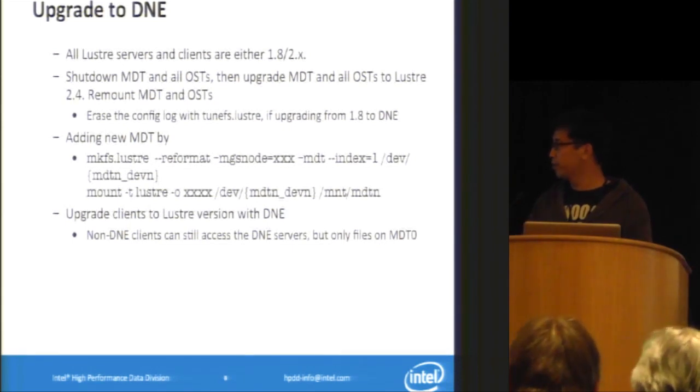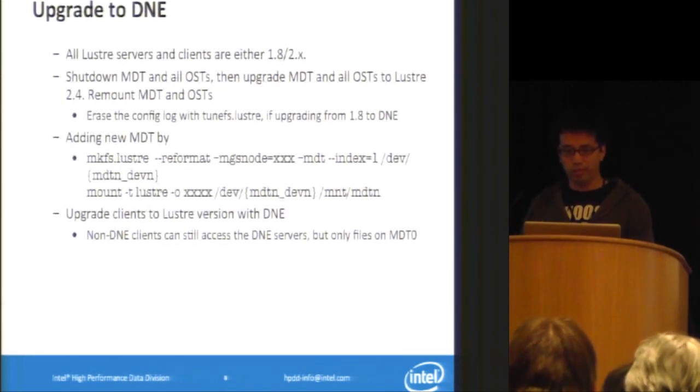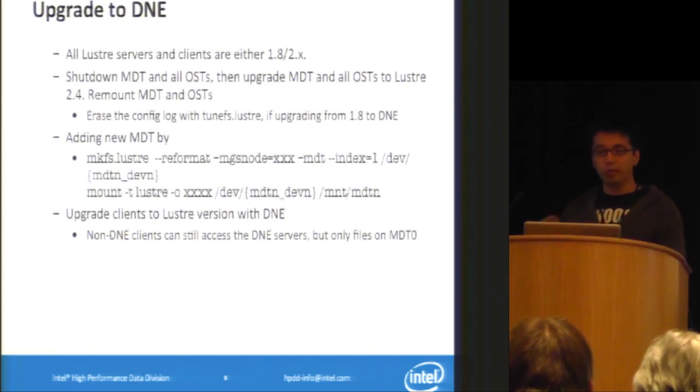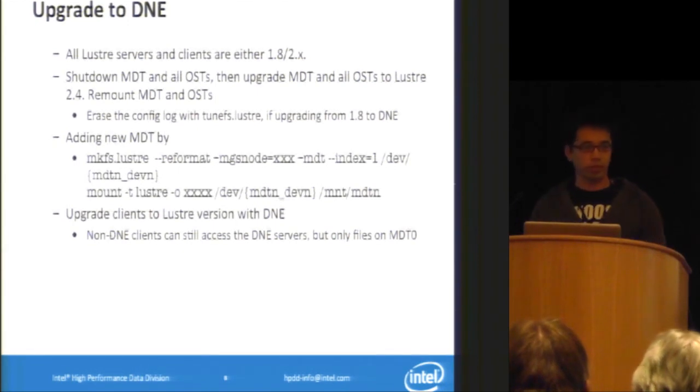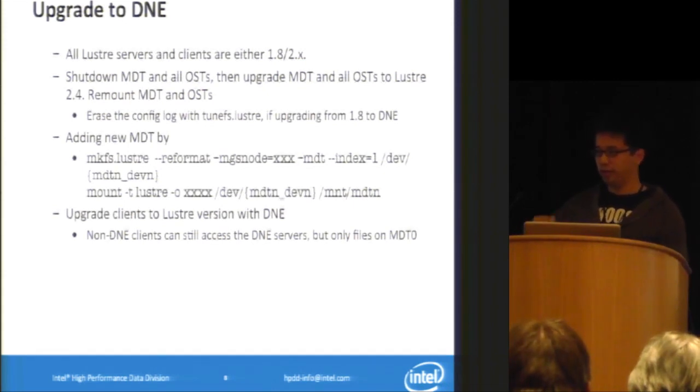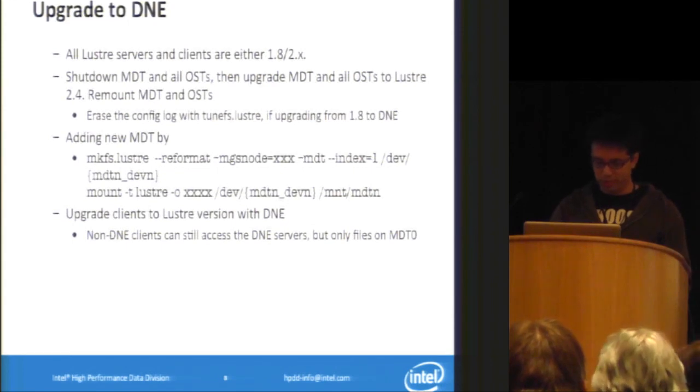Then you can upgrade your clients to DNE right now, but the old clients, I mean the pre-2.4 ones, can still access the new server, but only access the files and directories on MDT 0. If you try to access the other files, you will get EIO as well.